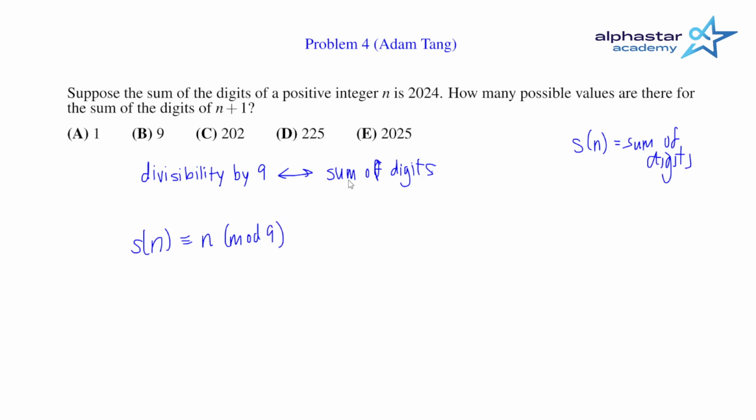If you haven't seen mod notation, it just means that these two values, n and the sum of the digits of n, leave the same remainder when divided by 9. In this case, if we know the sum of the digits is 2024, then the most intuitive answer for one possible value for n plus 1 is just 2025, right? As an example, think about the number 111, with 1 repeated 2024 times. Well, clearly, when we add 1, that just gives us 2025.